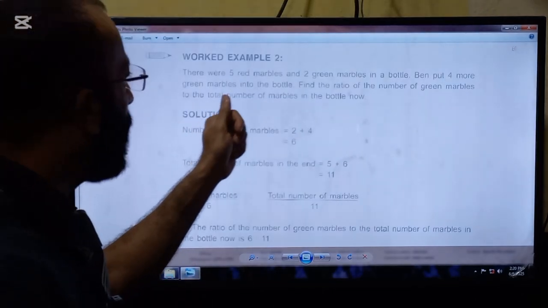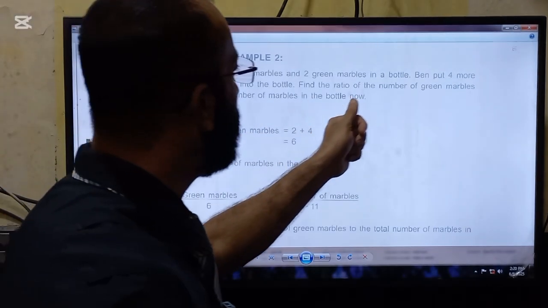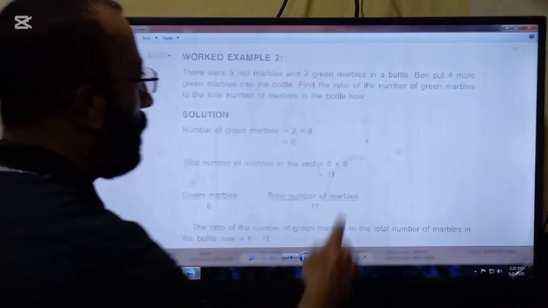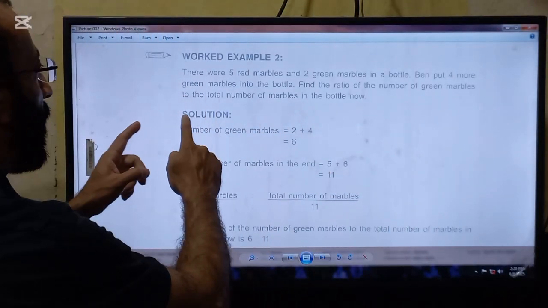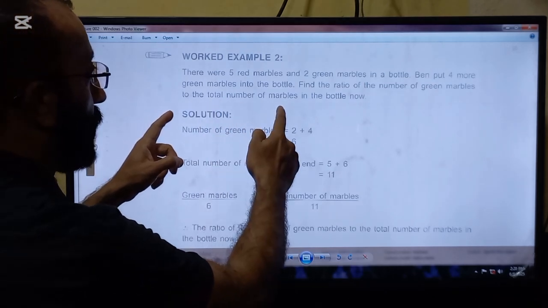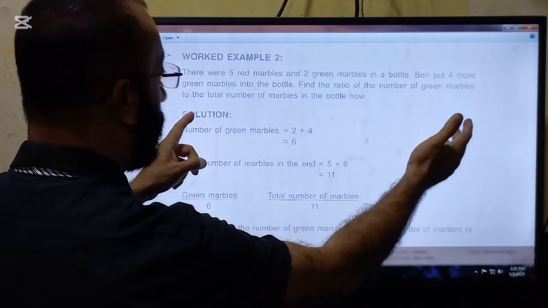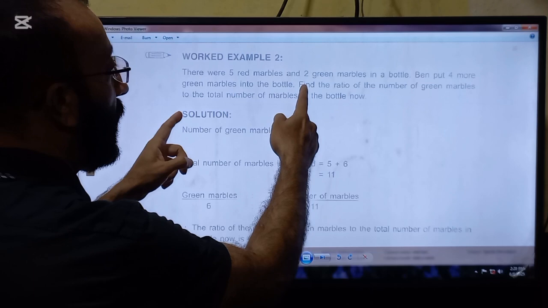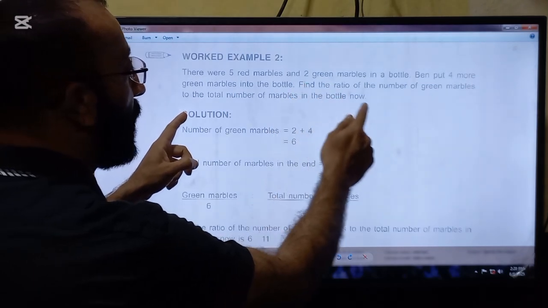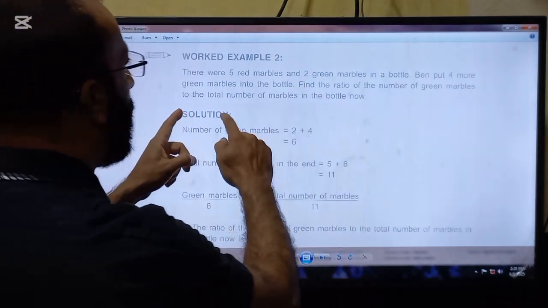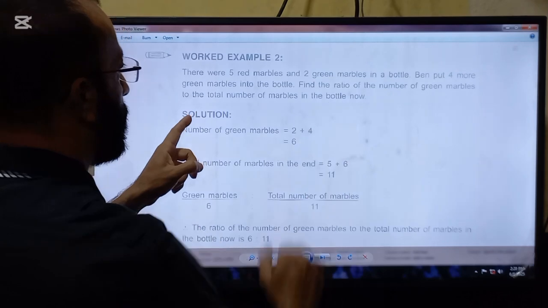Another question is here. There were 5 red marbles and 2 green marbles in a bottle. Ben put 4 green marbles into the bottle. So 4 more green marbles. Already the bottle has 2 green marbles. So after putting 4 more green marbles, there will be 6 green marbles.